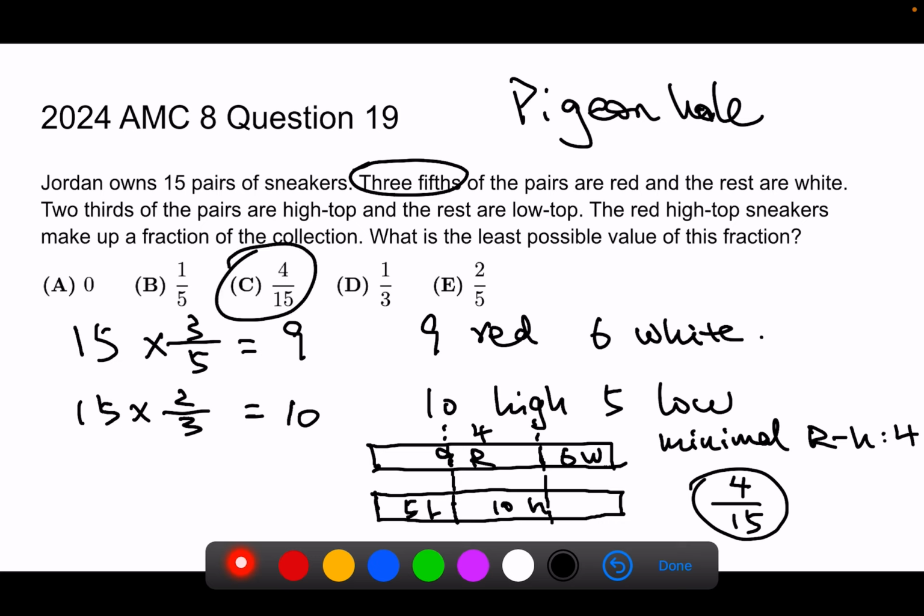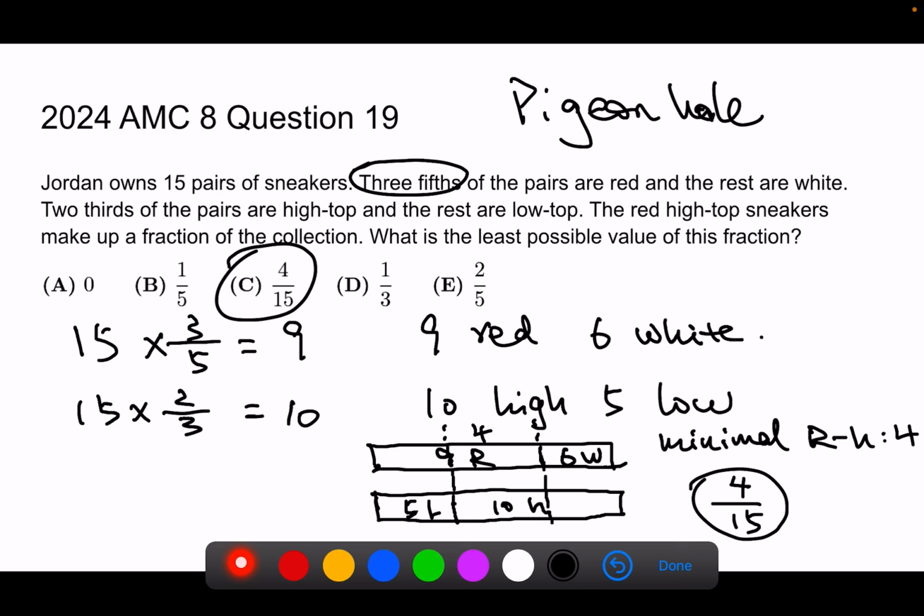Now, I do want to give you an equation you can use going forward, but I do hope this picture helps you understand why this is the case. Now, you probably can see you have 9 red, you have 10 high. So why can't I say they never overlap? The reason is because their total sum exceeds 15. So there's got to be some overlap.